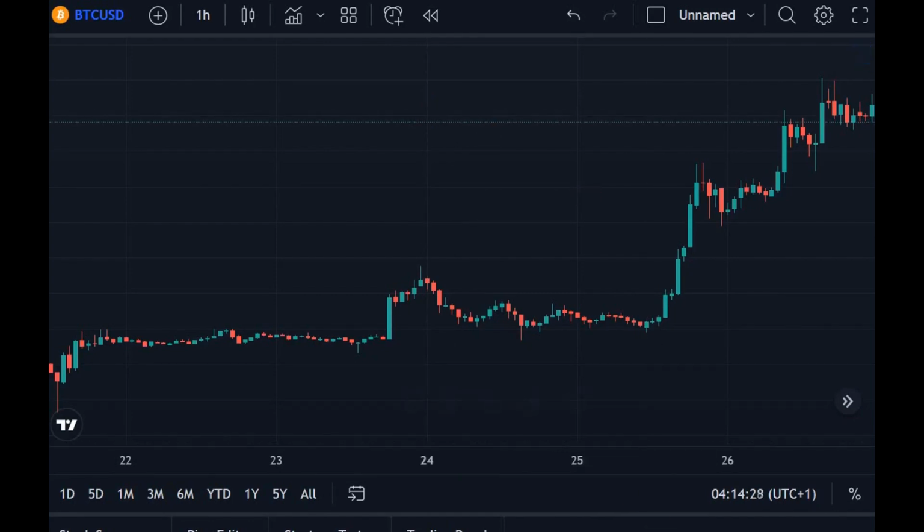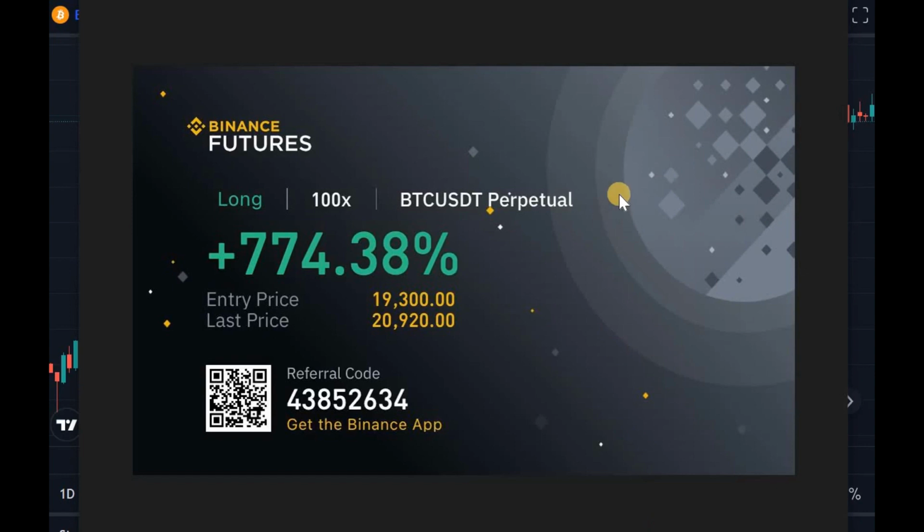I have been using this strategy over a long period of time, and it has been profitable. You can see right here, this is my current long position on the Binance exchange. This right here is my entry price, and I am currently trading the BTC USDT pair at a 100x leverage.